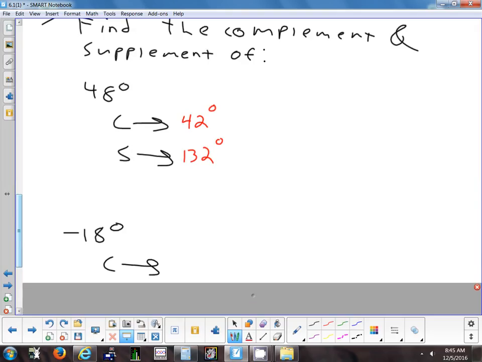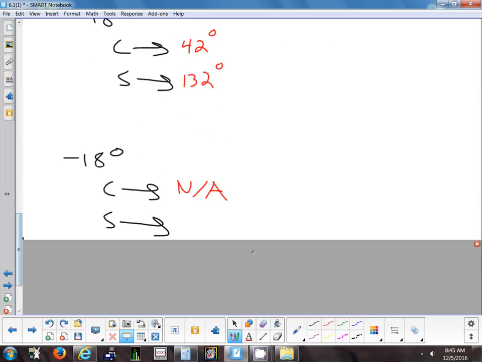How about negative 18? What's the complement of negative 18? Nothing. There is no complement. Okay, doesn't apply. And the supplement? That doesn't apply either.